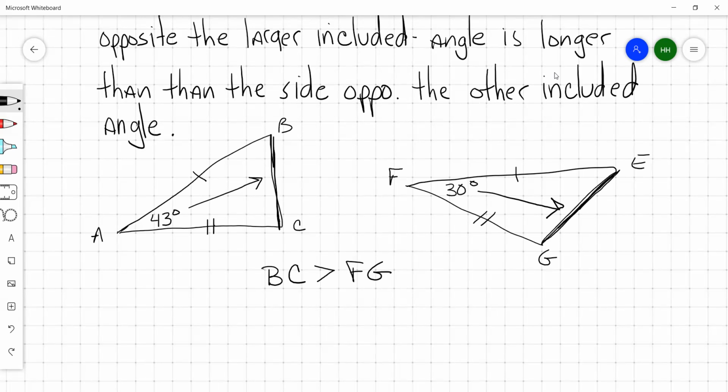This can also be written as FG is less than BC. All right? No, not FG. Where did I get FG from? I don't mean FG there, guys. Yeah, sorry about that. EG. All right, BC is going to be greater than EG. The other way to say it is that EG is going to be less than BC.